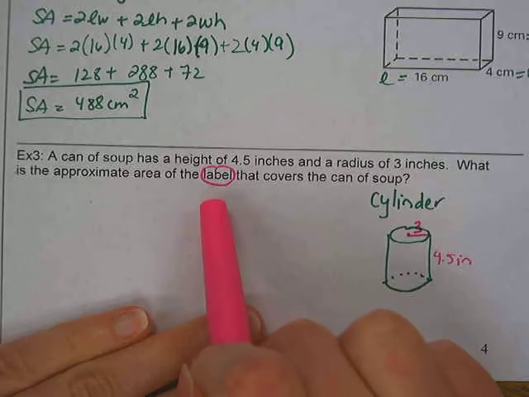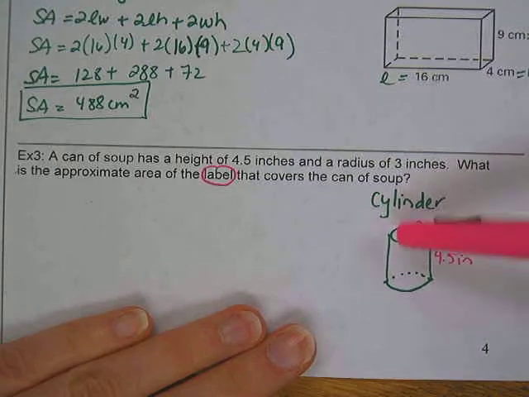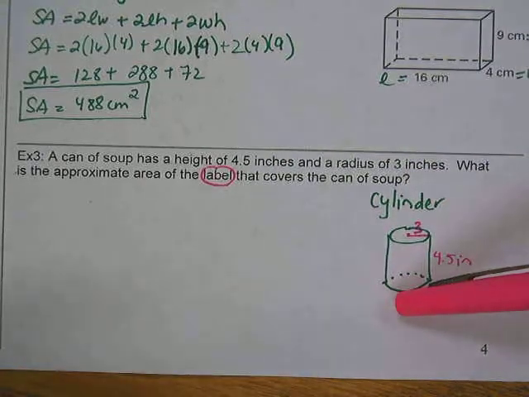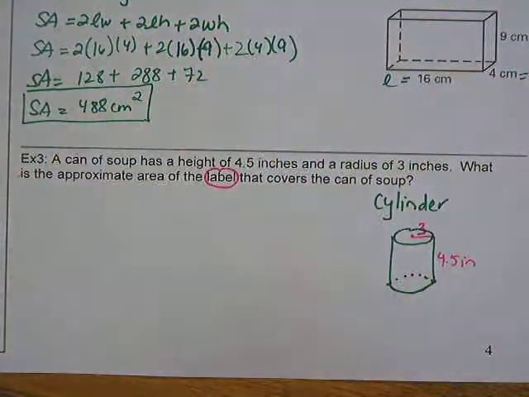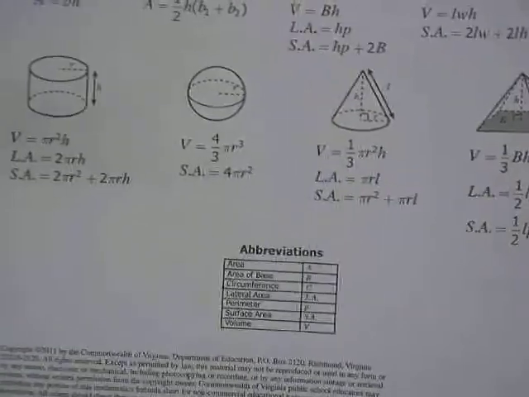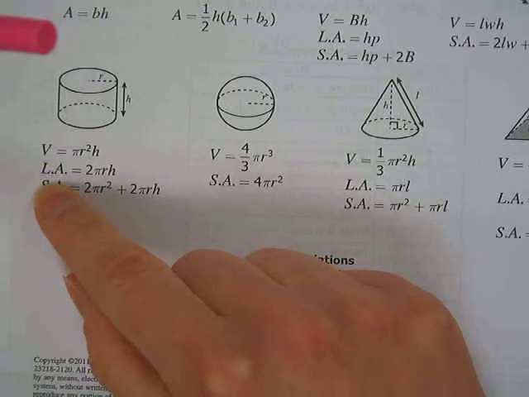Now, when we're talking about a label that covers a can of soup, that doesn't actually mean the entire surface area. If you think about it, on a can of soup, the top and the bottom of the can don't have any label. It's not covered at all. The label just wraps around the can. So we're not actually looking for surface area, we're looking for something else.